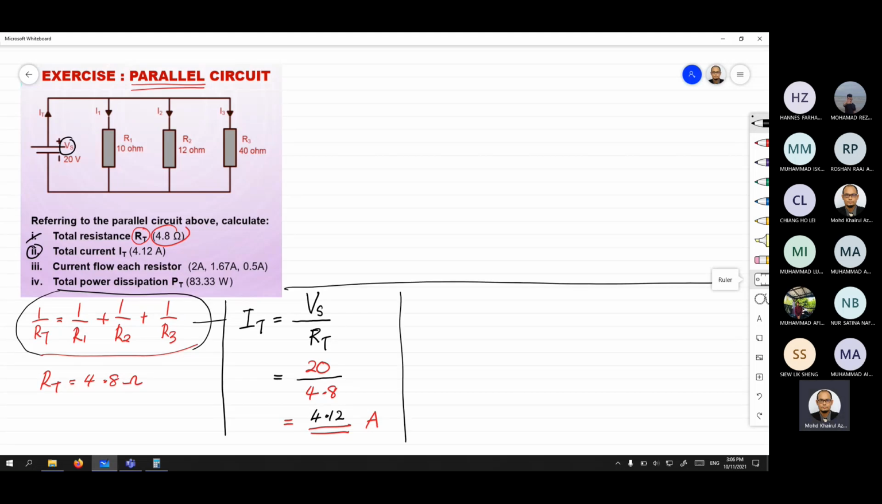So sekarang ni kita nak mencari nilai current flow in each resistor. Meaning to say, dia nak suruh cari I1, I2 dan I3. Baik. So you kena ingat konsep ni ya. Di dalam parallel, kita ada konsep yang mana for every junction, okay, yang disusun secara parallel, in every parallel circuit, it is always be the same.